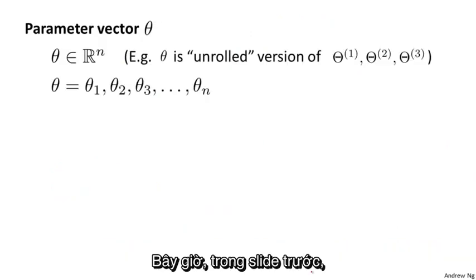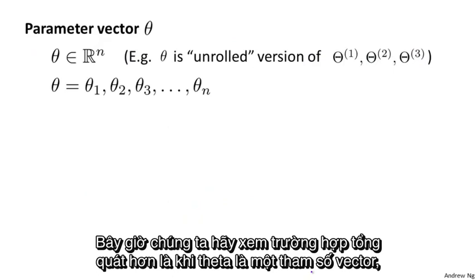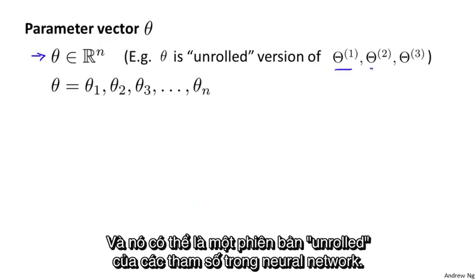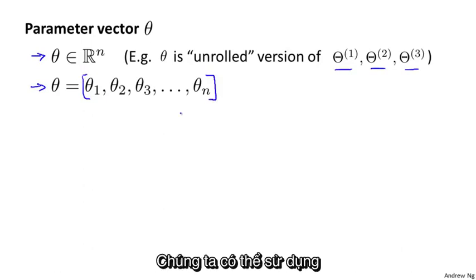Now, on the previous slide, we considered the case of when theta was a real number. Now let's look at a more general case of when theta is a vector parameter. So let's say theta is in R^n, and it might be an unrolled version of the parameters of our neural network. So theta is a vector that has n elements, theta 1 up to theta n.